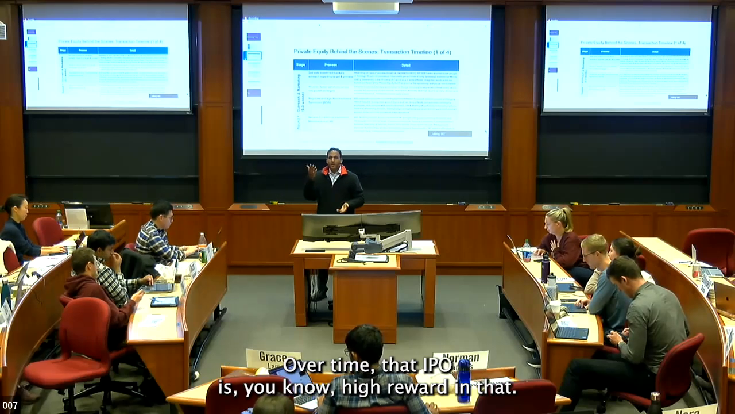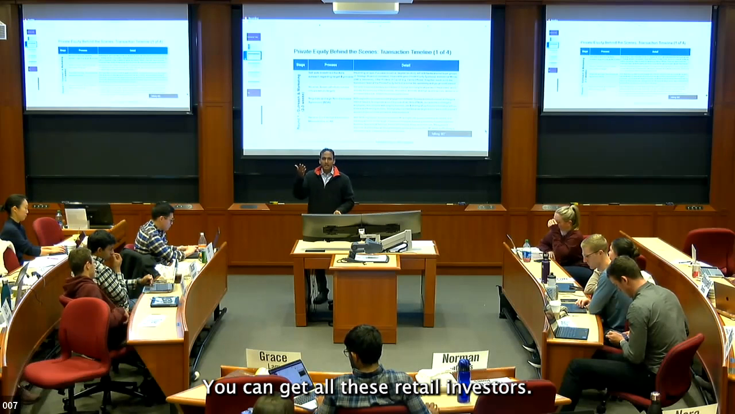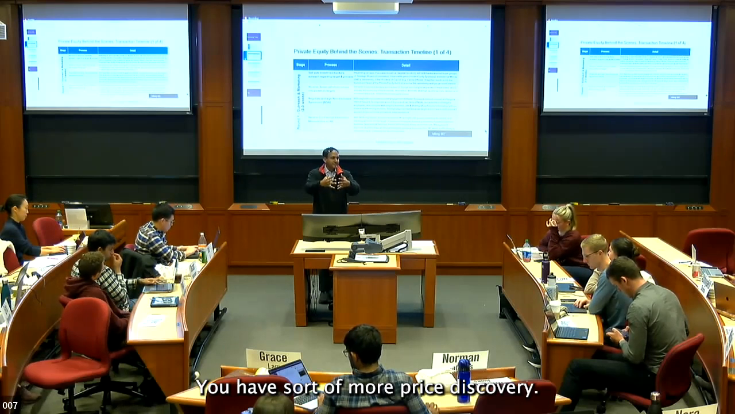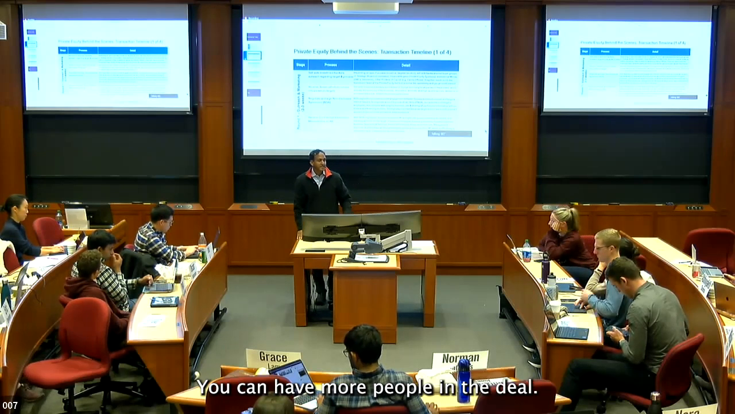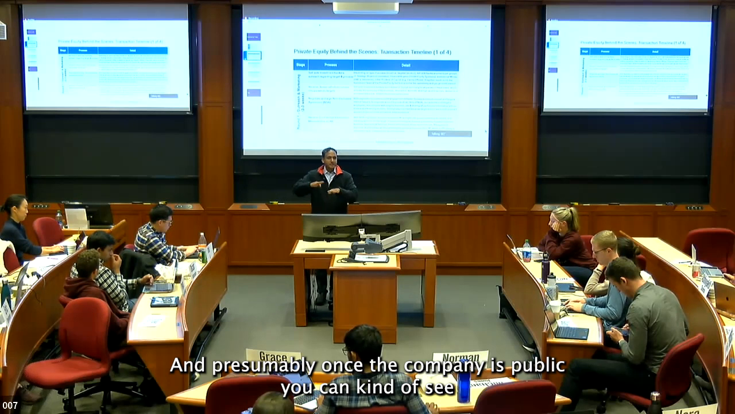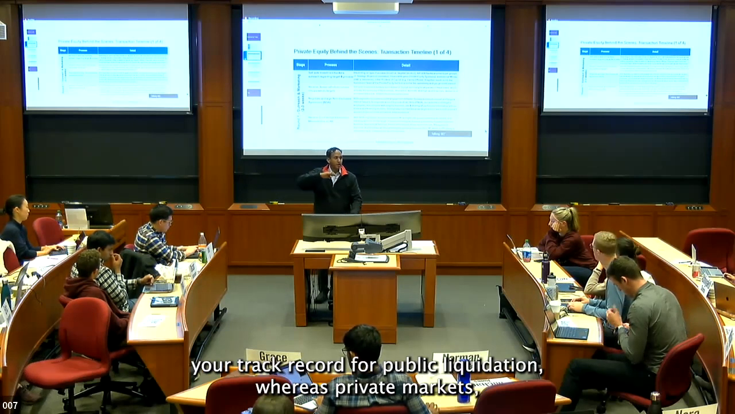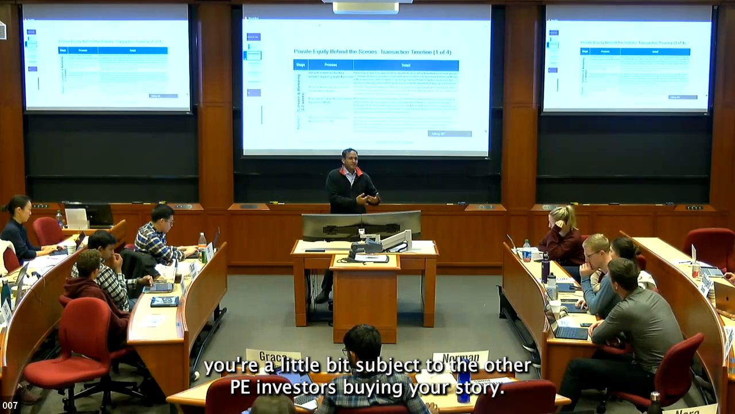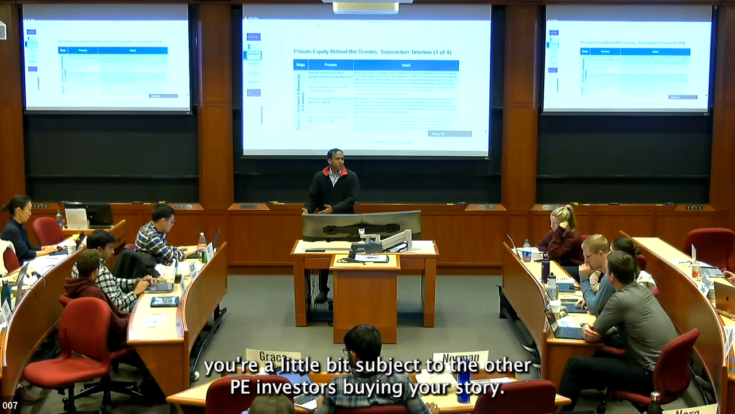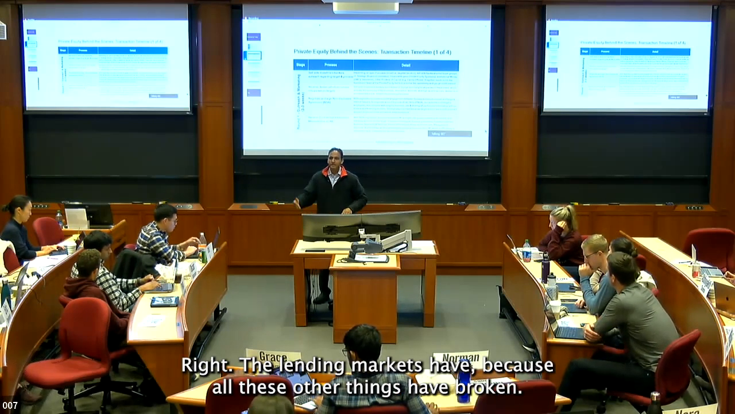So the IPO is higher reward in that you can get all these retail investors. You have more price discovery. You can have more people in the deal. And presumably once a company's public, you can see a track record for public liquidation. Whereas in private markets, you're subject to other PE investors buying your story, right? The lending markets have to be good. All these other things have to be good.